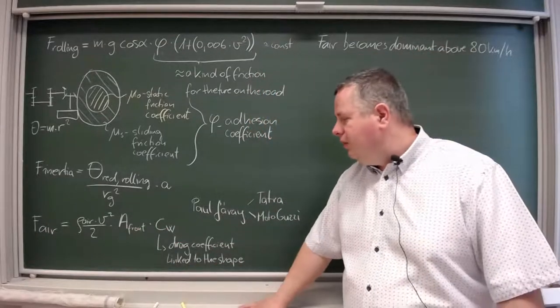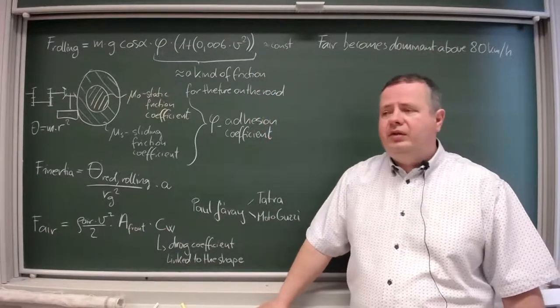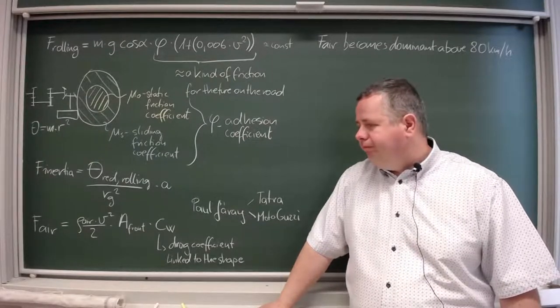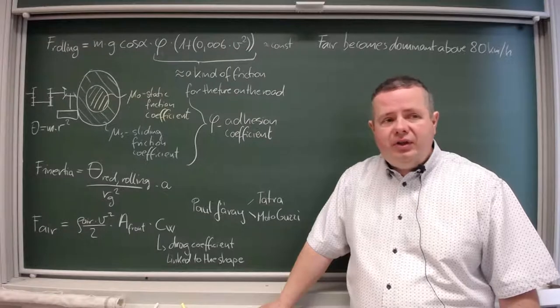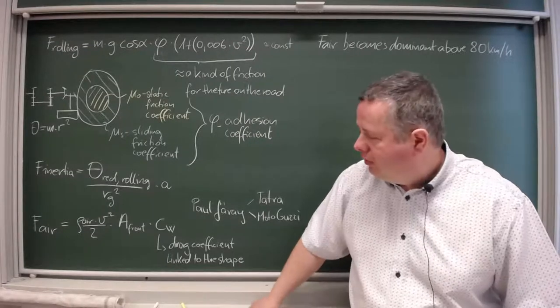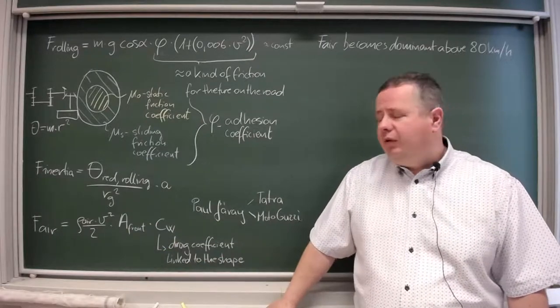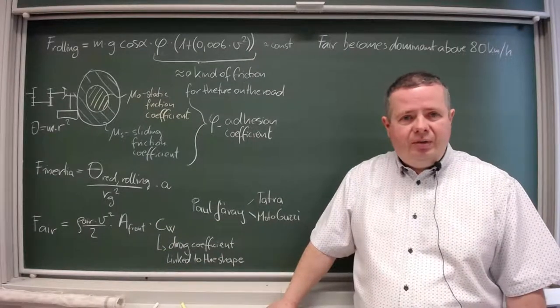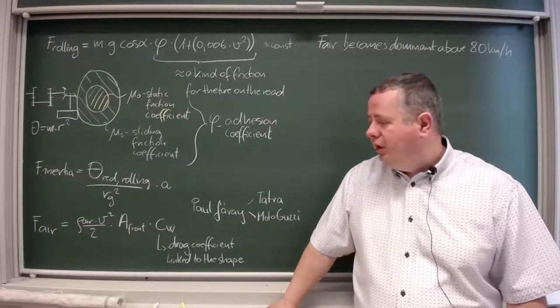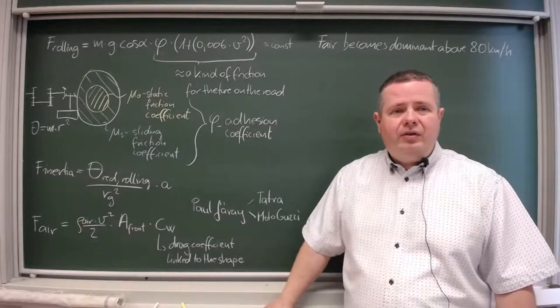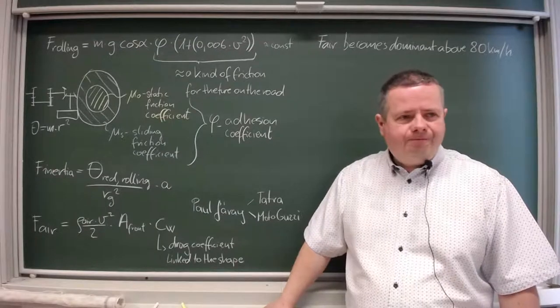So these SUVs, the jeeps that we see in the cities with their large front cross section, they are very bad from the economic and environmental point of view, for example, because at high speed they get a much higher front cross section than a normal passenger car, and they consume more, for sure.